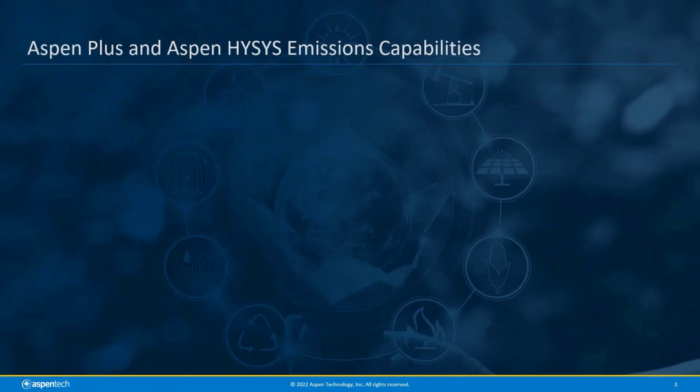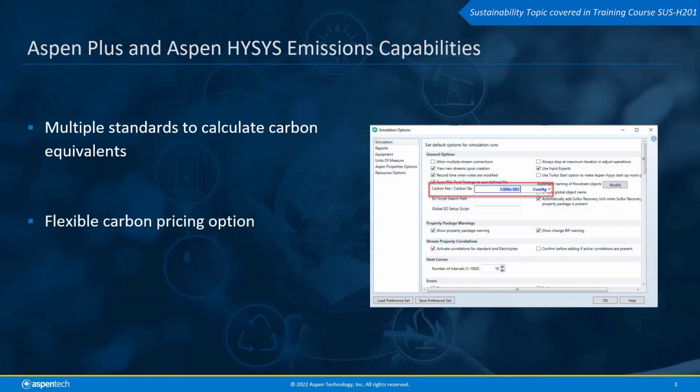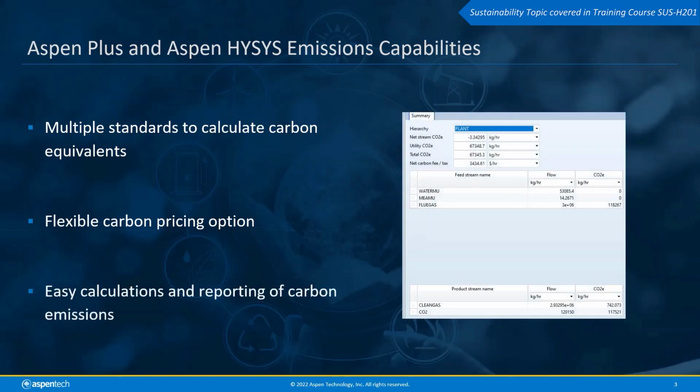Aspen Plus and Aspen HYSYS make the calculations and reporting of carbon emissions easy for a defined process flowsheet. There are multiple choices for standards used to calculate emissions, with a flexible carbon pricing option. View the net CO2 emissions easily and save time by looking at the emissions summary report. With these tools, decisions on the viability of a process now and in the future can be made with sustainability in mind.